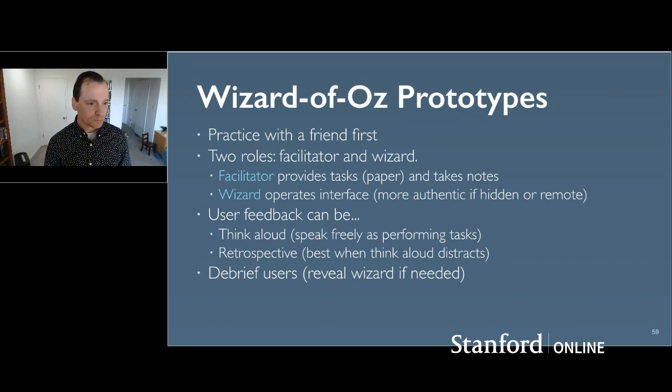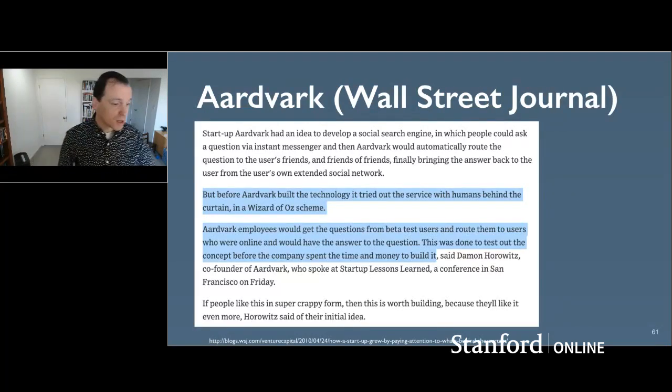We even sometimes see these things put into practice. This was a social Q&A app called Aardvark, as reported on in the Wall Street Journal, where it was trying to connect people with questions to people who could answer those questions. And instead of spending years in Skunkworks trying to train the AI to be perfect at this, it actually started out with this Wizard of Oz scheme. They would get questions from the beta users, and they would just manually route them.